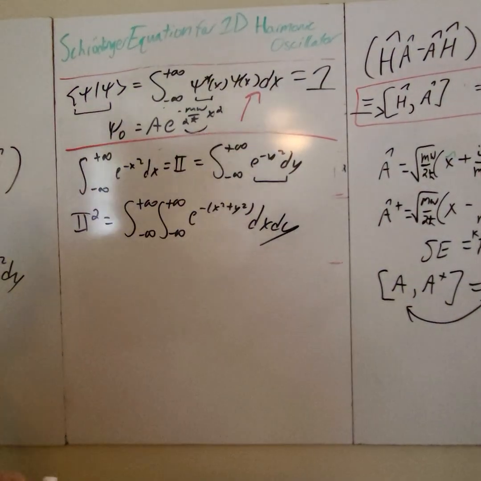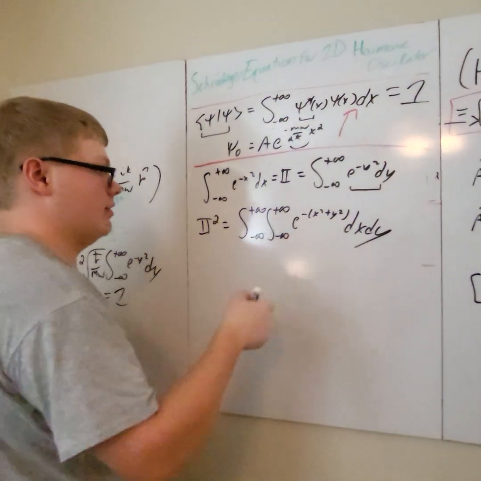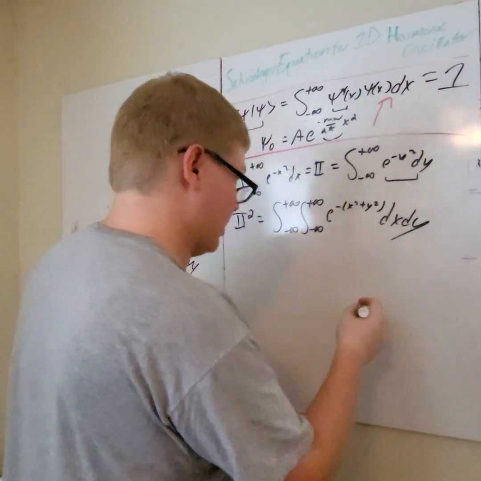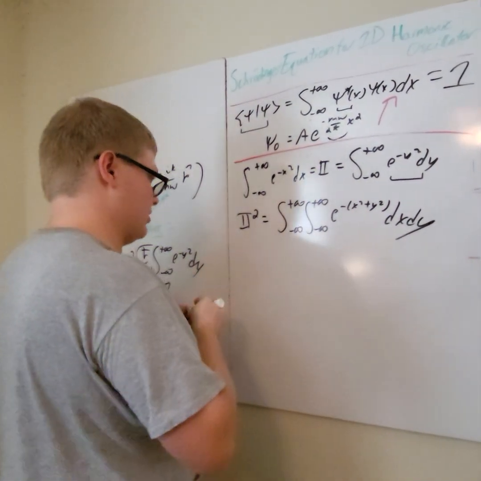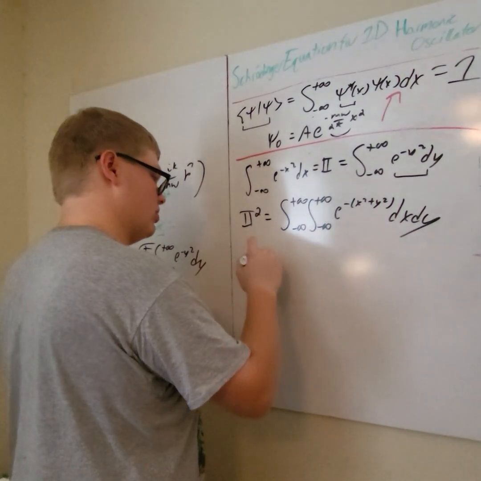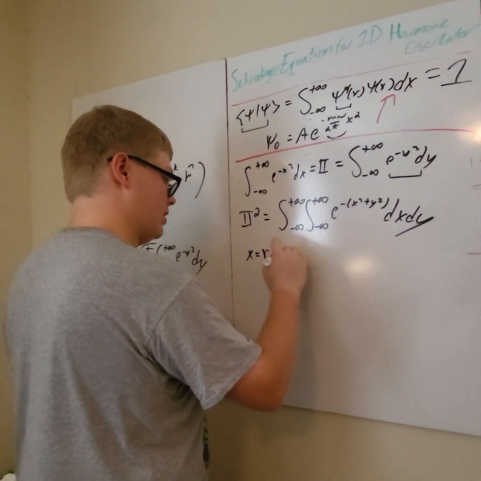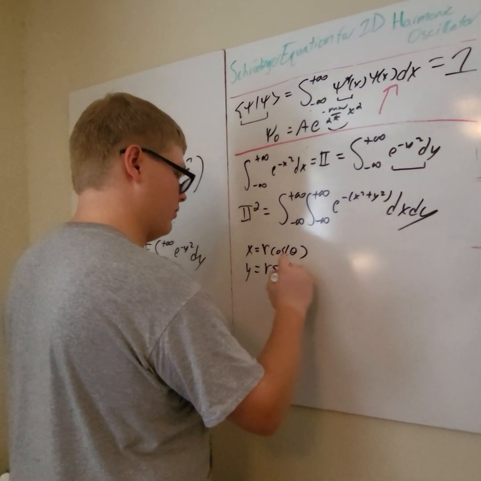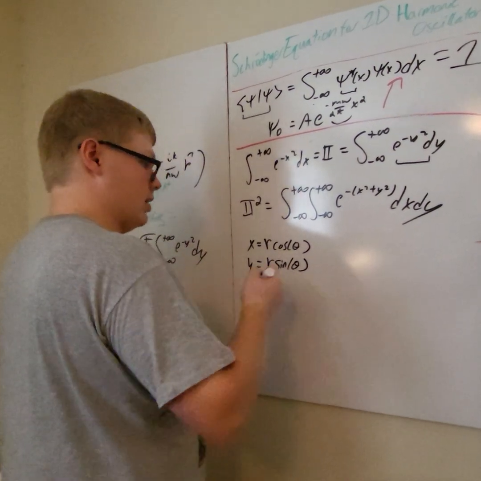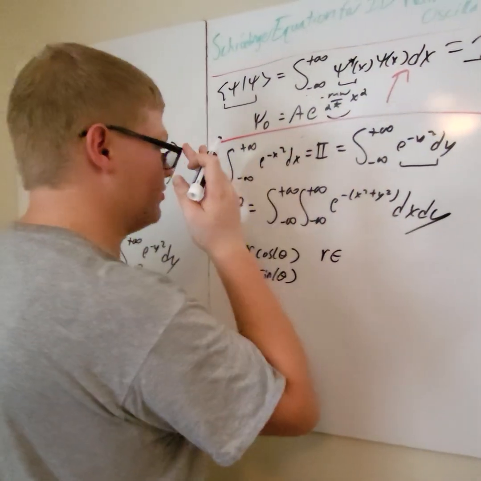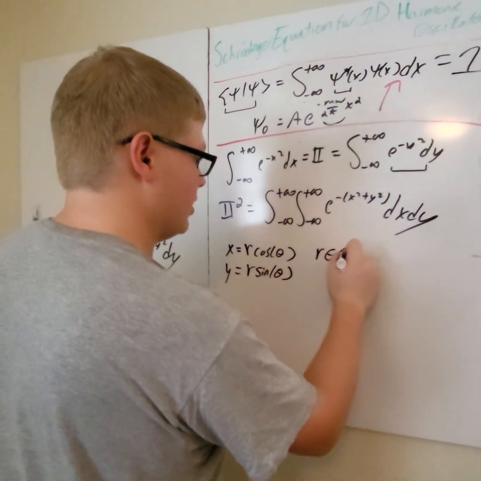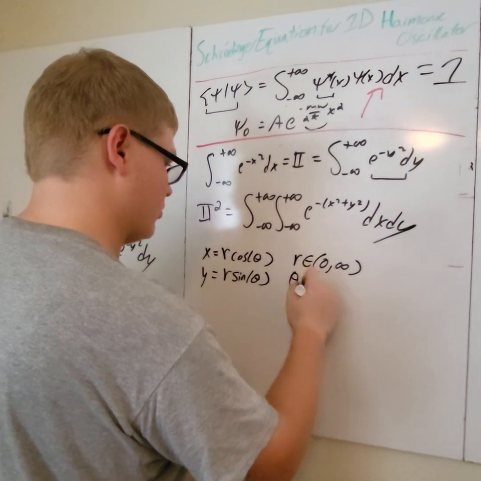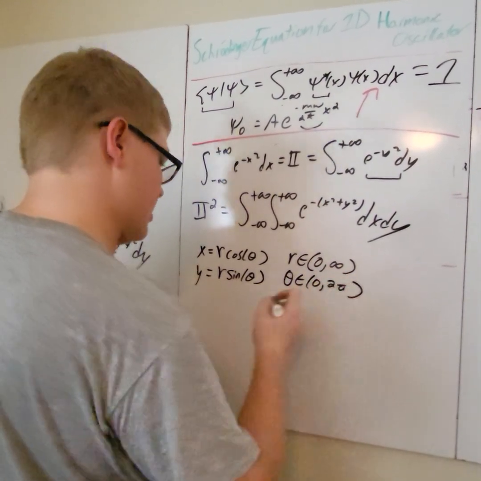Now this is best solved in polar coordinates. We're going to change the coordinate system that we're using, to a coordinate system where x equals r cosine of theta, y equals r sine of theta. And instead of x and y varying between negative infinity and infinity, r will range between 0 and infinity, and theta will range from 0 to 2 pi.